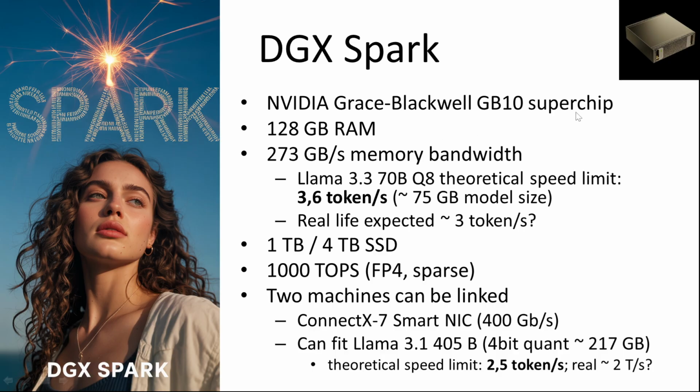Again, we have the GB10 superchip, Grace Blackwell. We have 128GB of RAM. Now this is, as far as I know, always the same configuration, so always going to have 128GB of RAM. For the $3,000 systems, you're just going to have 1 terabyte of SSD storage instead of 4 terabyte. My recommendation here would be to consider going for more storage, as these models fill your hard drive up pretty fast, typically. It has 273GB per second of memory bandwidth.